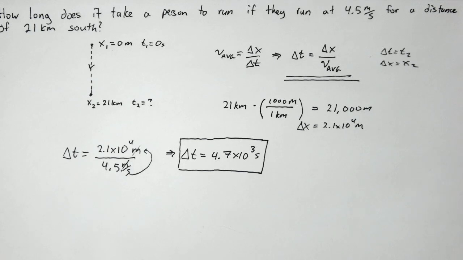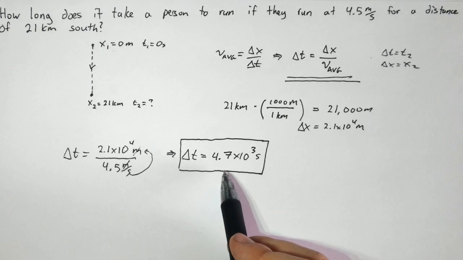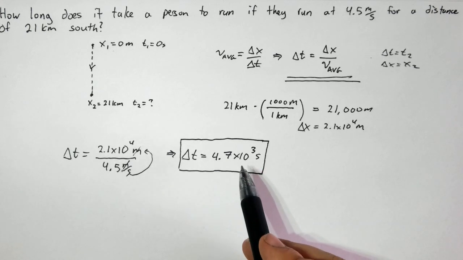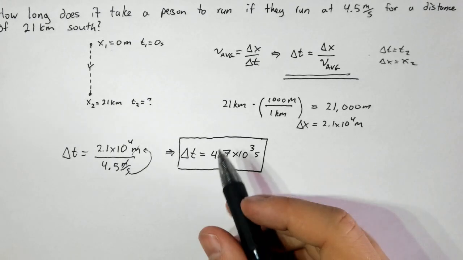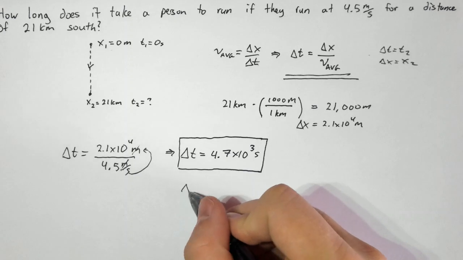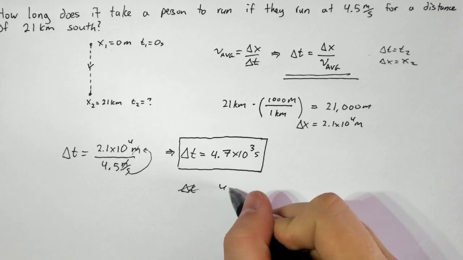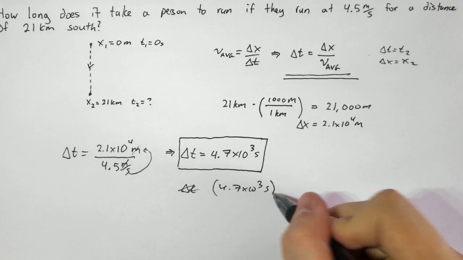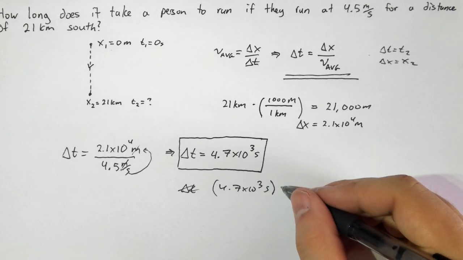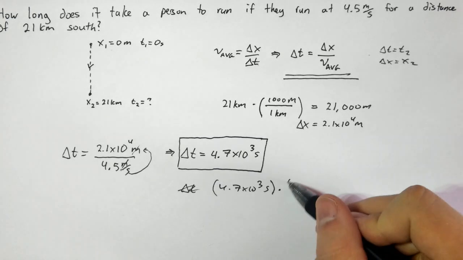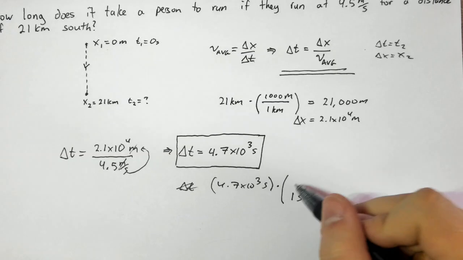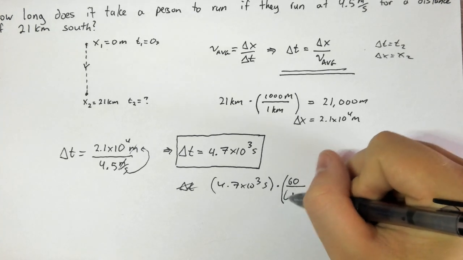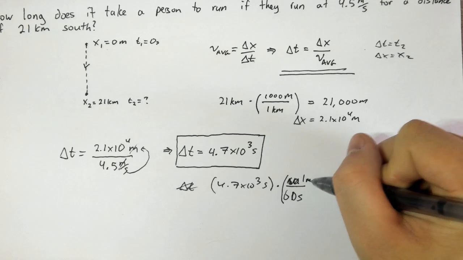And this is kind of hard to understand. We don't know really what 4.7 times 10 to the 3 or 4,700 seconds really looks like. So I'm going to convert this to hours. So I'll just do 4,700 seconds. So how many seconds in an hour? First, we can look at how many seconds are in a minute. So 60 seconds in 1 minute.